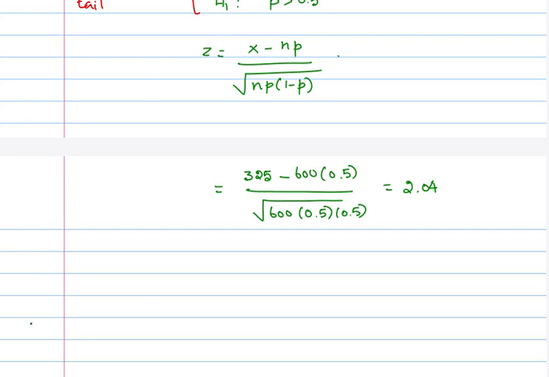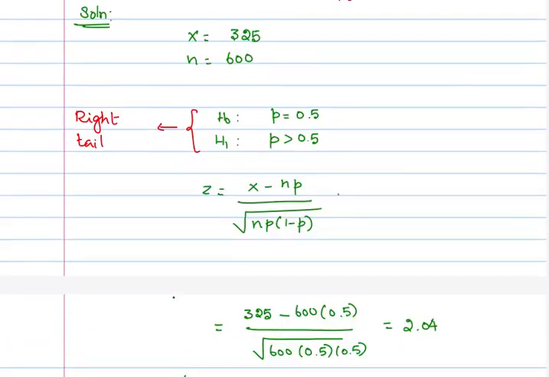If you use your calculator, you will get the answer 2.04. So what is the z alpha value? The z alpha value from the table is 1.645. So clearly mod z is greater than z alpha. What does that mean? Reject the null hypothesis. Then obviously we conclude that the majority of men in the city are smokers.